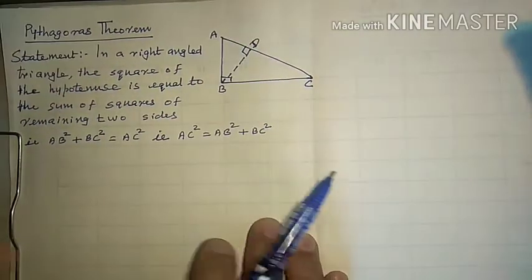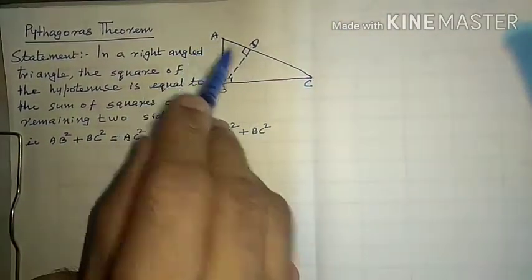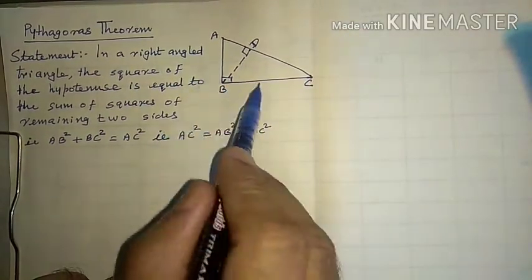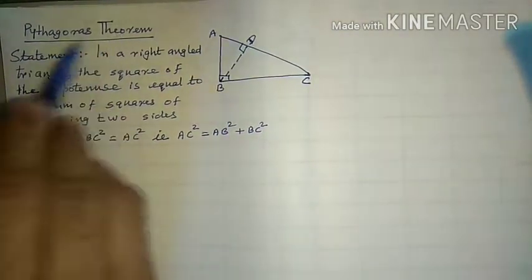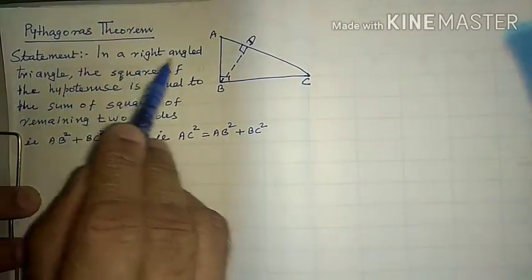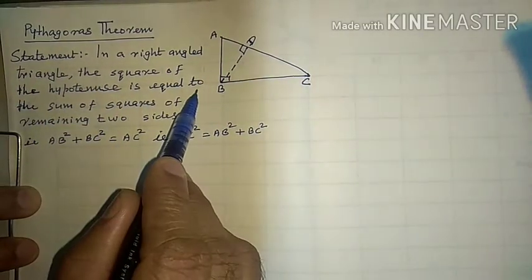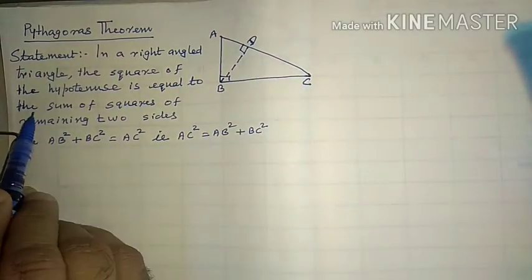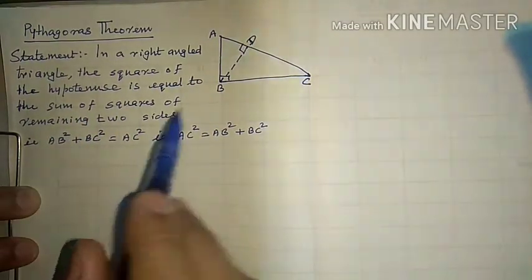What is Pythagoras theorem? Earlier we studied it in the earlier standard. In a right angled triangle, the square of the hypotenuse is equal to the sum of squares of the other two sides. Here also the statement is the same. Statement of Pythagoras theorem: in a right angled triangle, the square of the hypotenuse is equal to the sum of squares of the remaining two sides.